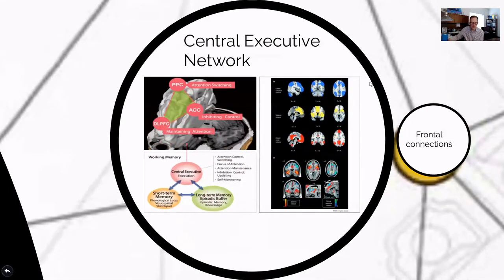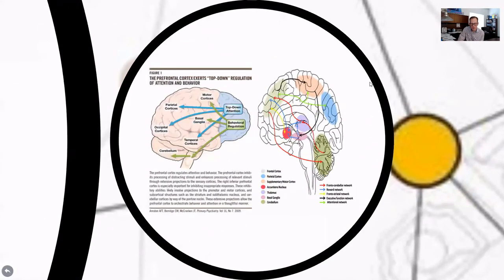Moving on to the central executive network, which of course is involved in things like attention, mental switching, maintaining our attention, inhibition, control, self-monitoring, problem solving, all these executive functions that we often talk about in our patients, and this is the network involved in regulating that. The frontal lobe, since the time of Alexander Luria in the early 1900s, is known to have large regulatory input on multiple brain regions, including other areas of the cortex, the basal ganglia, the thalamus, and even the cerebellum.